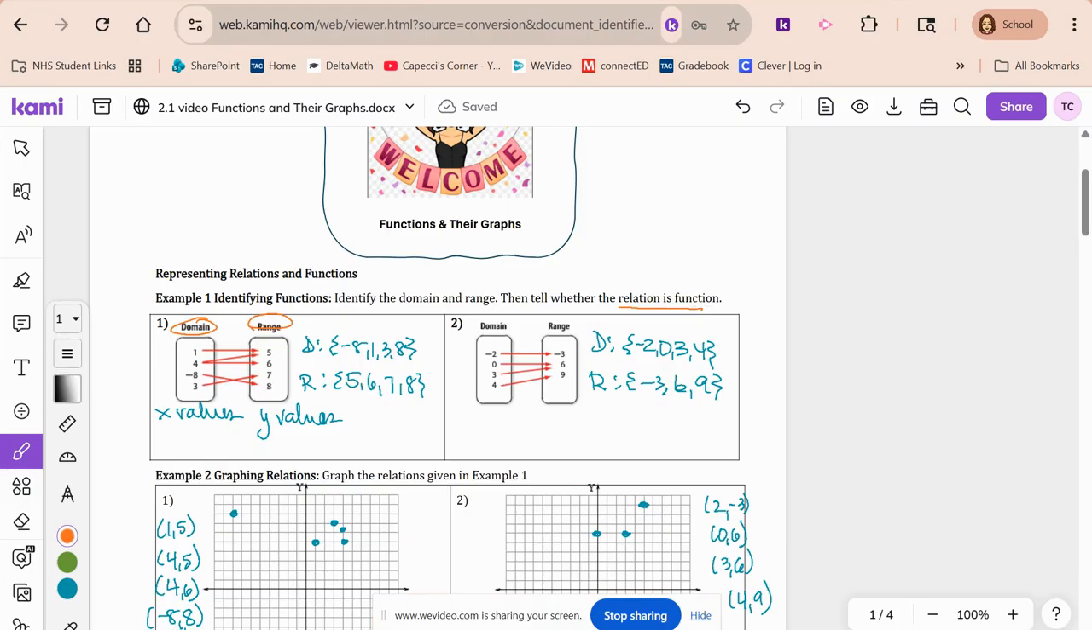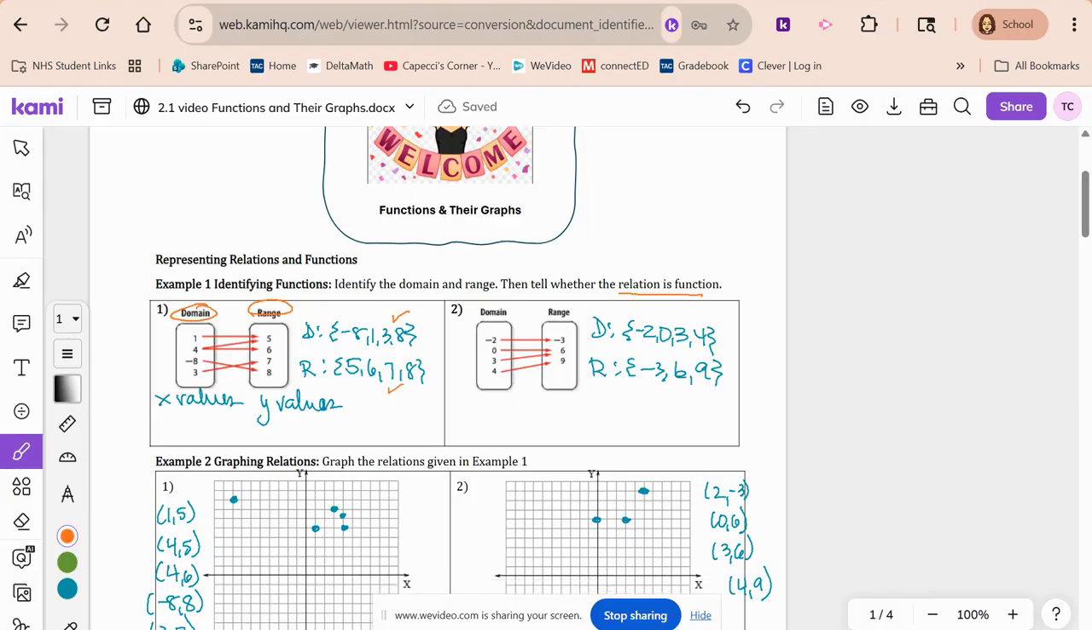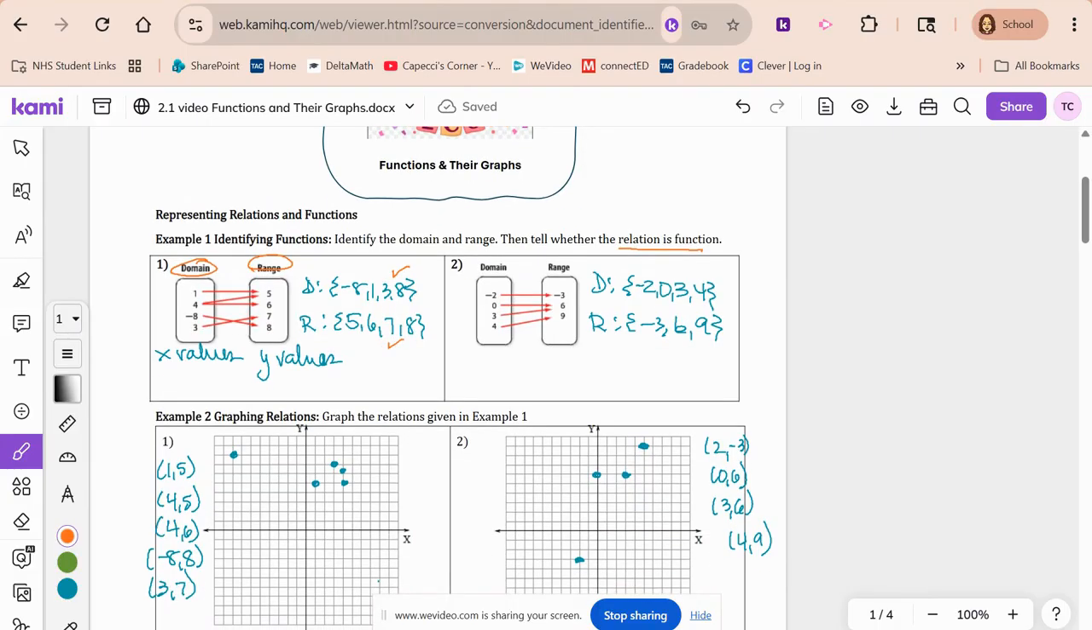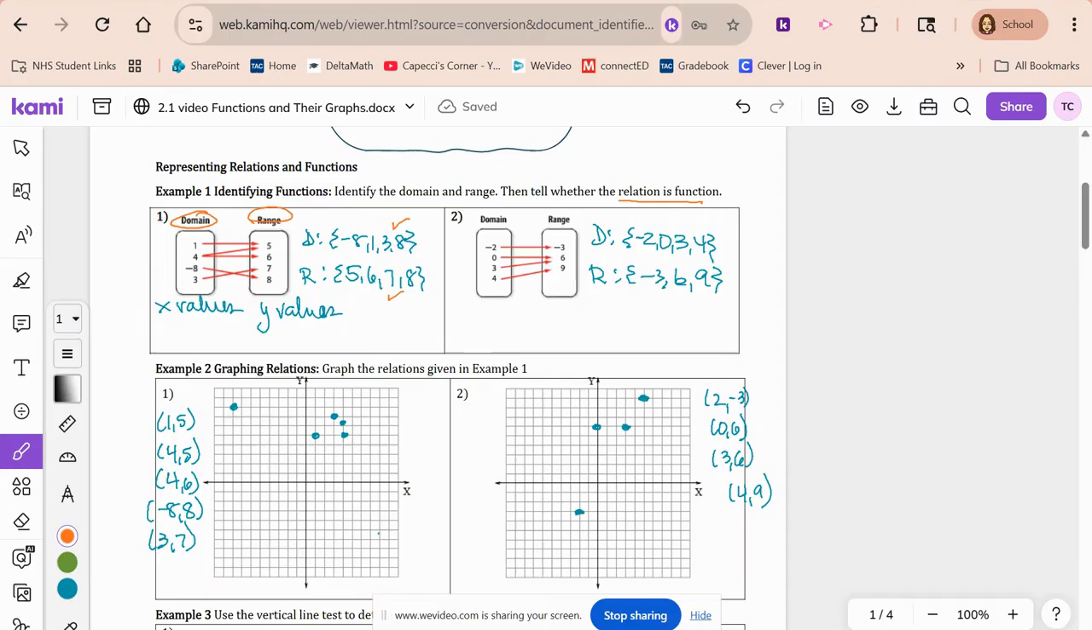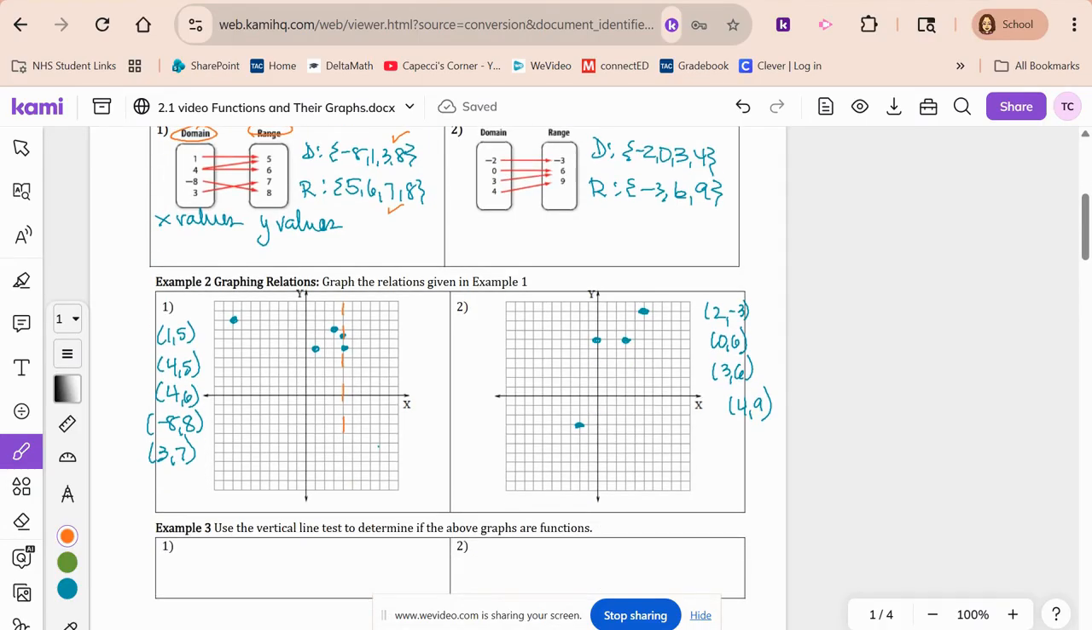When we're dealing with domain and range, the domain, or the x values, can only appear once. So we have our domain listed here and our range listed here. And if I go below, I've mapped them, and this is a good way to see whether it is a function or not. So in this case, my x values can't repeat, but in this case, they do. So when I do the vertical line test, it is not a function because it does not pass the vertical line test.